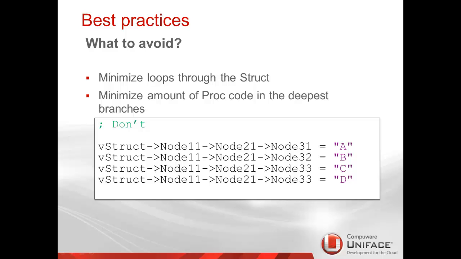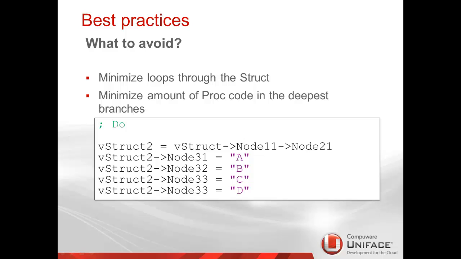So what is a better way to do this? You first assign one of the lower levels or struct nodes to a variable, and in the following instructions you use the variable with the reference. This is much more efficient. Uniface doesn't have to go through the whole struct again and again. It will start at node 2.1, and this is, of course, much better.